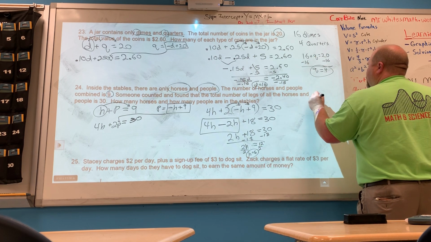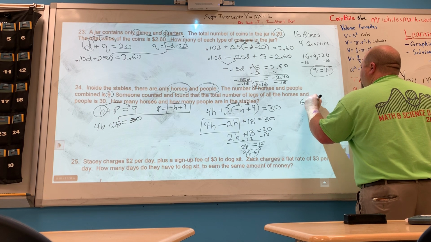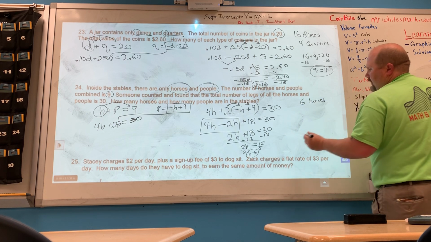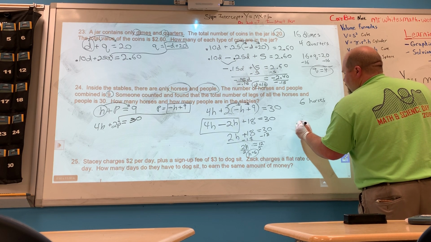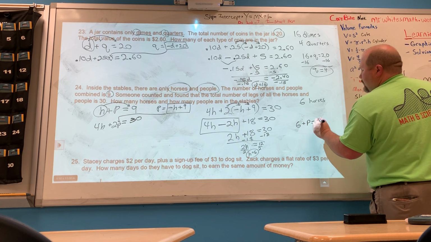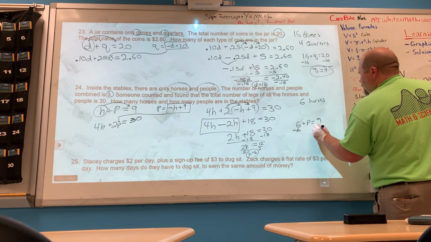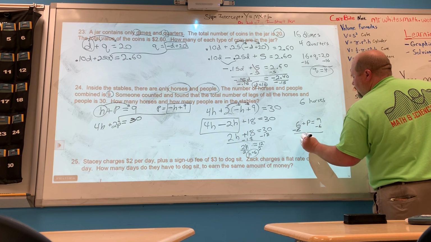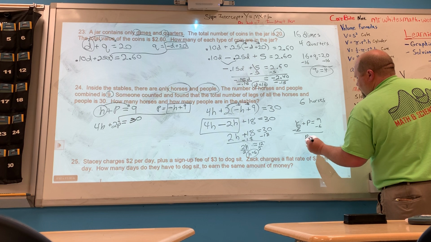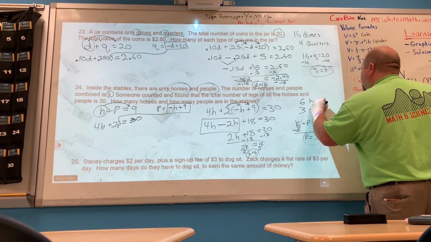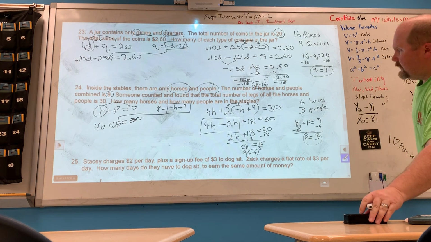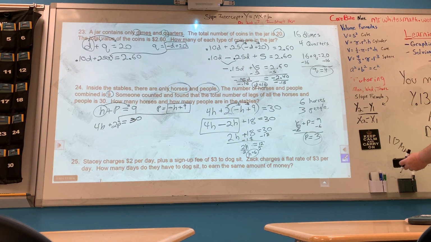So we now know that there are 6 horses. And then if we plug that back into one of our equations, we can do 6 plus P equals 9, minus 6, minus 6. P equals 3. So 3 people. All right, that's problem 24.